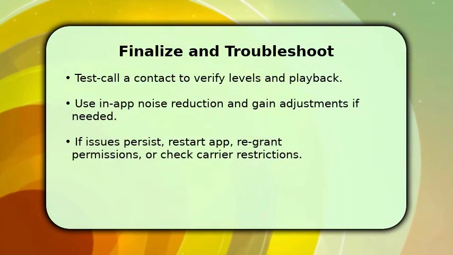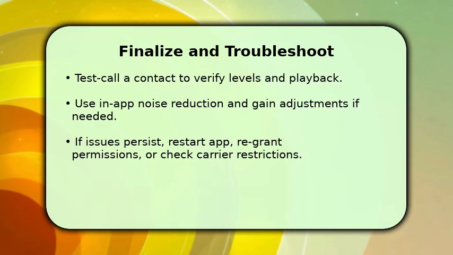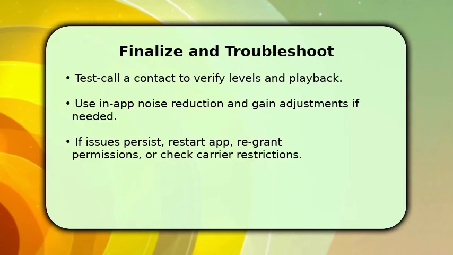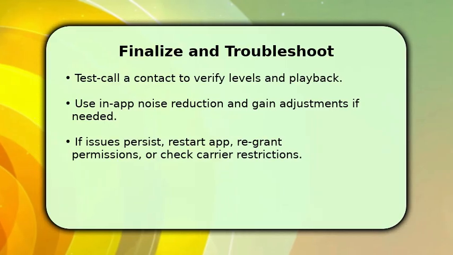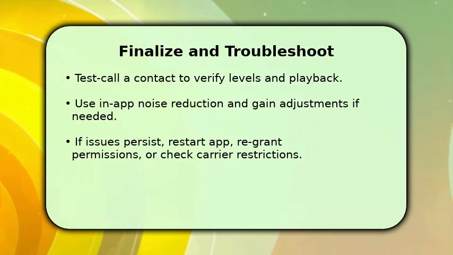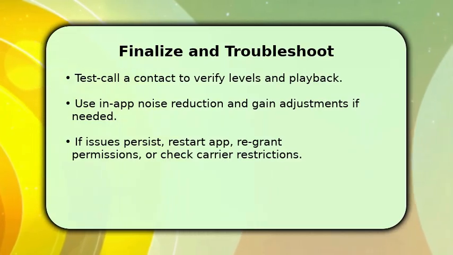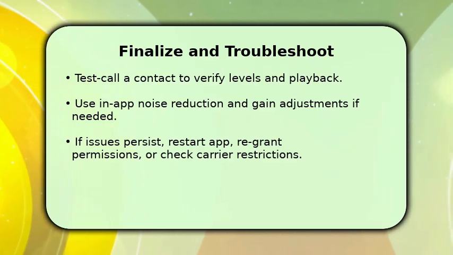You finish by running a short test call to confirm capture level and playback quality. Listen immediately and adjust gain or enable noise reduction if voices are low. Once satisfied, enable autosave and optional encryption for sensitive conversations. If recordings fail, restart the app and recheck permissions. Some carriers block call capture, so switch to speakerphone or use VoIP as a workaround.